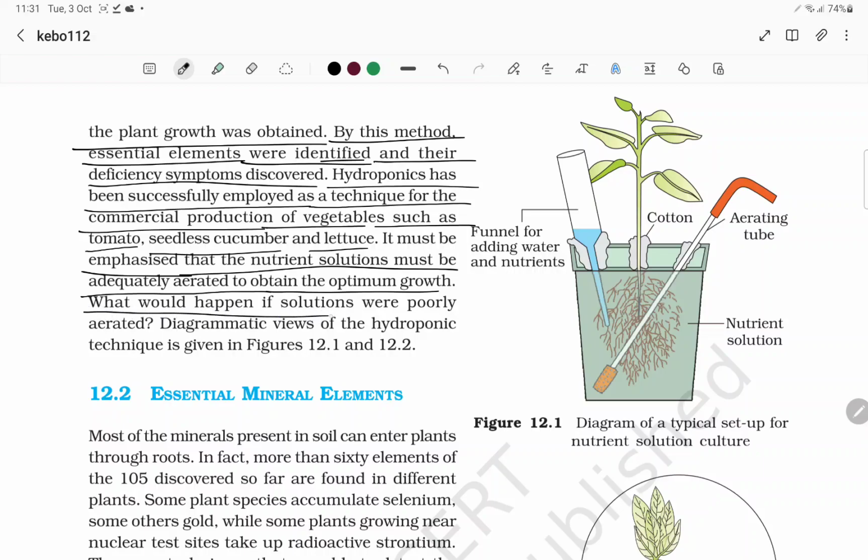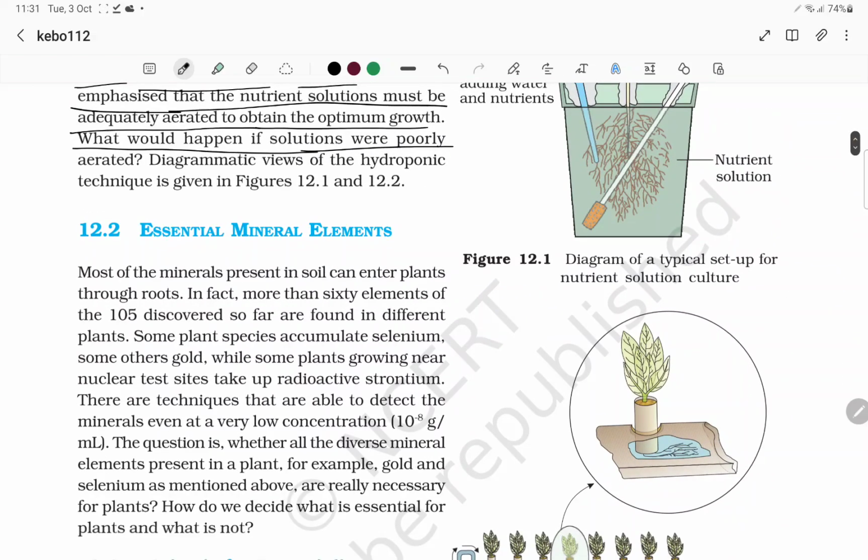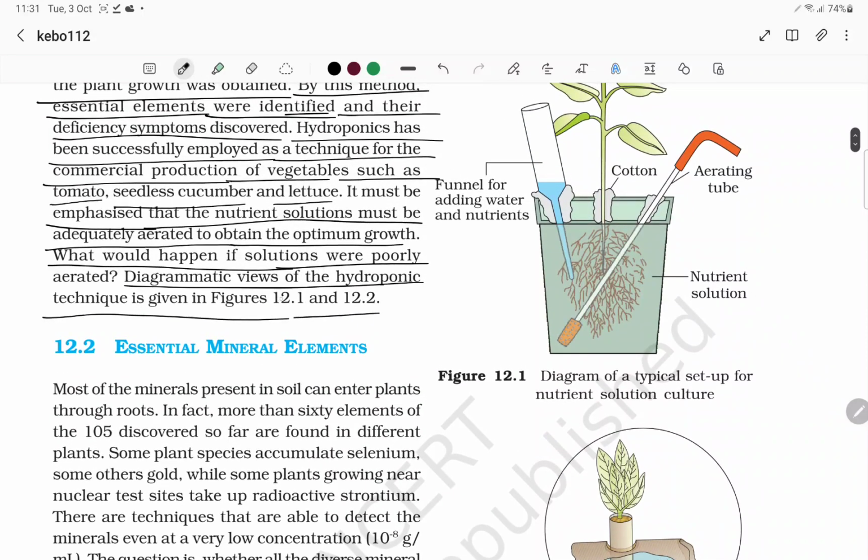What would happen if the solution were poorly aerated? Yeah, if poorly aerated, the plant will die. A diagrammatic view of the hydroponics technique is given in this figure. In this figure 12.1, you can see this is the aerating tube.